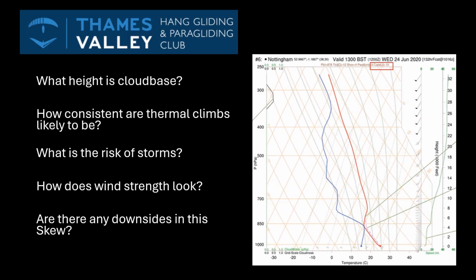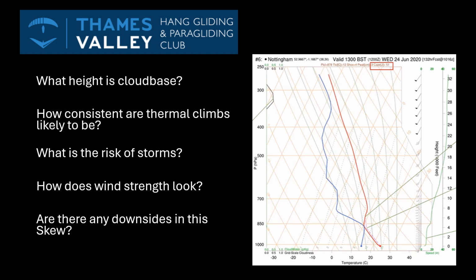Many of the next Skew T graphics are stills taken from Sean Staines' excellent video presentation, which can be found on the Thames Valley web pages in their learning section. These slides help us become familiar with Skew T or soundings generated by RASP. This soundings graphic was developed for 1 p.m. on the 24th of June 2020 at Nottingham.